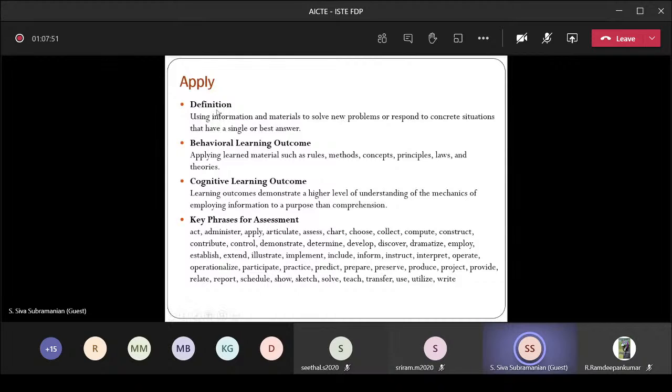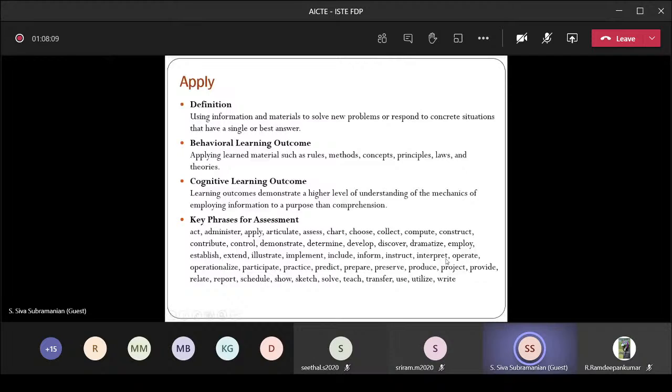You have to know the formula, and when you are provided with the values of a and b, you can apply that and get me the answer, right? So that again demonstrates the base of the higher level of understanding. Okay, and these are a few key phrases for it.